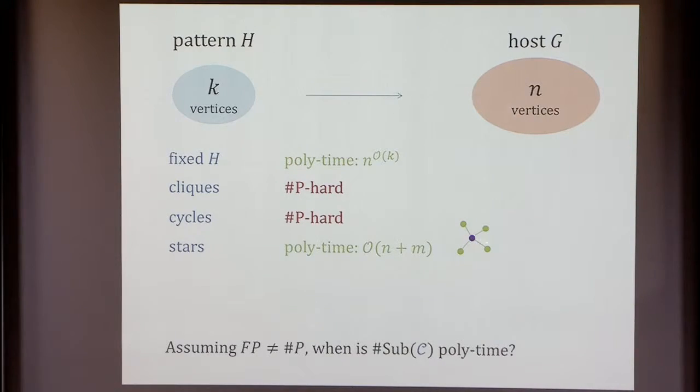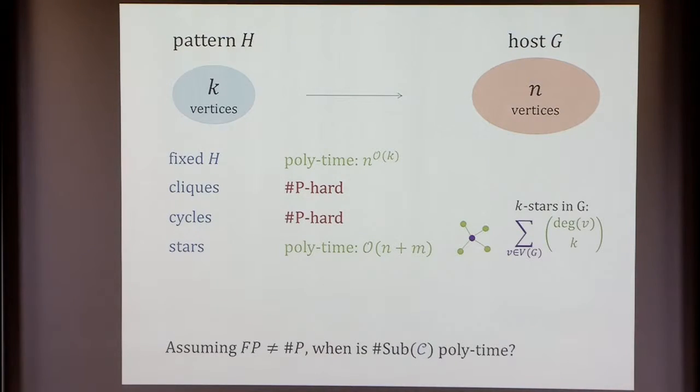A star has a center vertex like this, and then k rays. If you want to count the k-stars in a graph G, you can do this by summing over all vertices in G. For each vertex, compute this binomial coefficient, which is just the degree of v choose k. Because once you fix a mapping of the center vertex into your graph, this is just the number of ways you get to distribute the rays among the neighborhood of v.